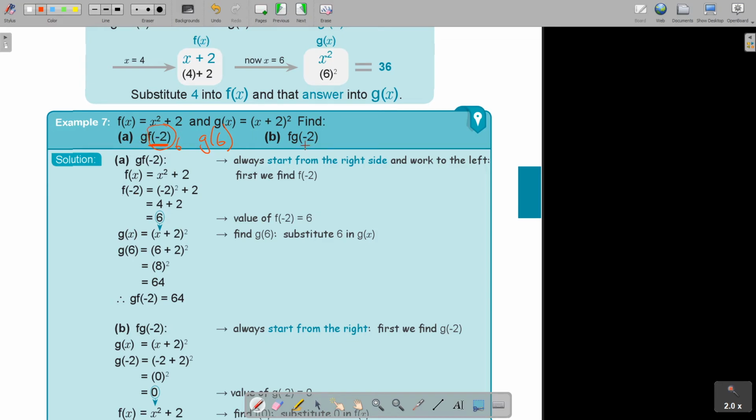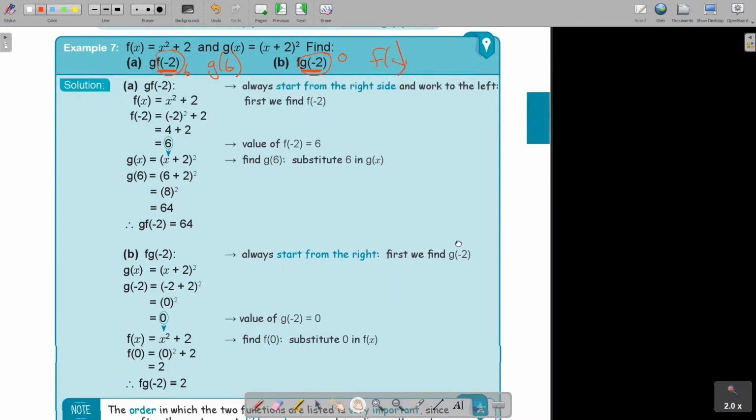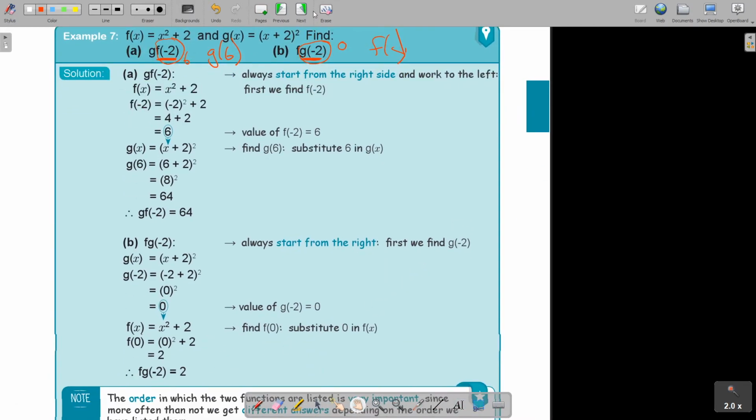And if you do this one, you will first, from the back, in g, put negative 2. Did you see? And then that answer becomes 0. So you're actually going to find f of 0. Okay. And then you will find your answer.